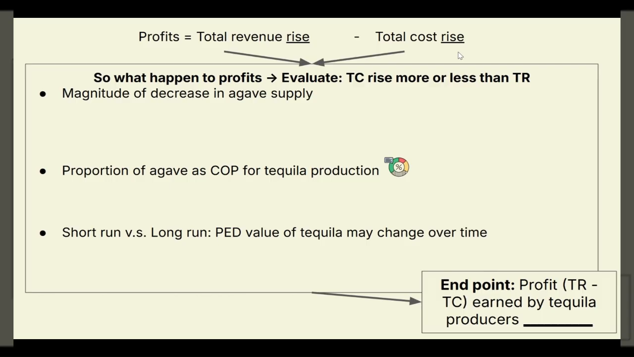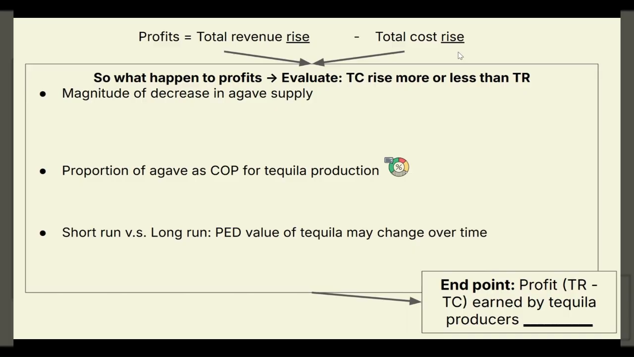So let's move on to evaluation. We have seen that both total revenue and total cost have risen. Therefore, we cannot determine if profits will rise or fall. To conclude, we will need to evaluate whether total cost rises more or less than total revenue. What is evaluation? It is basically just making a stand. In this case, do you think profits will rise or fall, which is the endpoint.